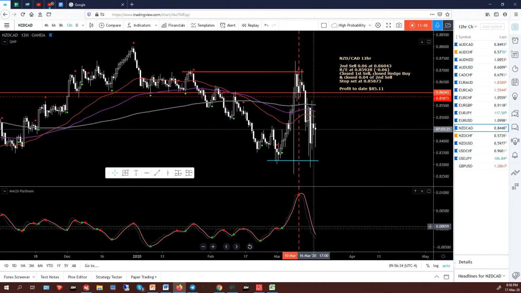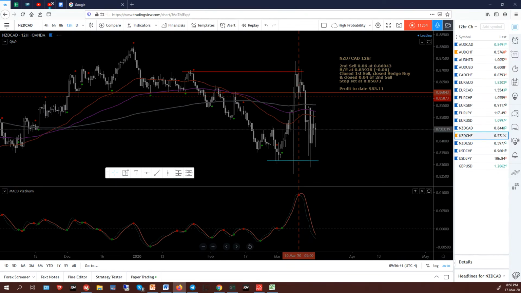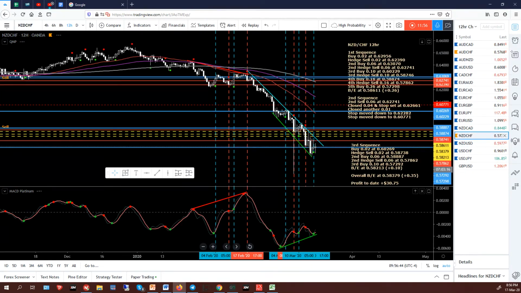When I say through the zero level on the MACD Platinum, as soon as that goes through there, I'm looking to take some action on the trade. So that's something I'll have a look at in the morning. New Zealand Swiss. Now this is very messy. This is where you've got to pause the video.